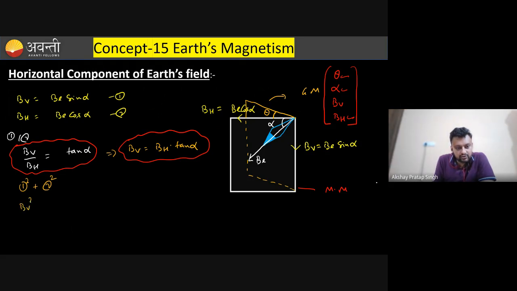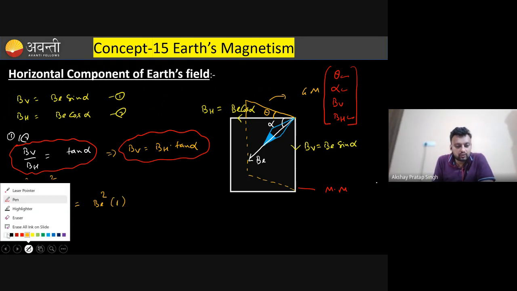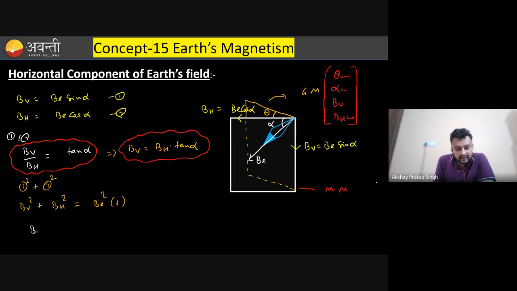B vertical square plus B horizontal square is equal to B square. You can take common, and what will it be? Sine square alpha plus cos square alpha, which is 1. So here you can conclude that Earth's magnetic field is nothing but vertical component square plus horizontal component square.